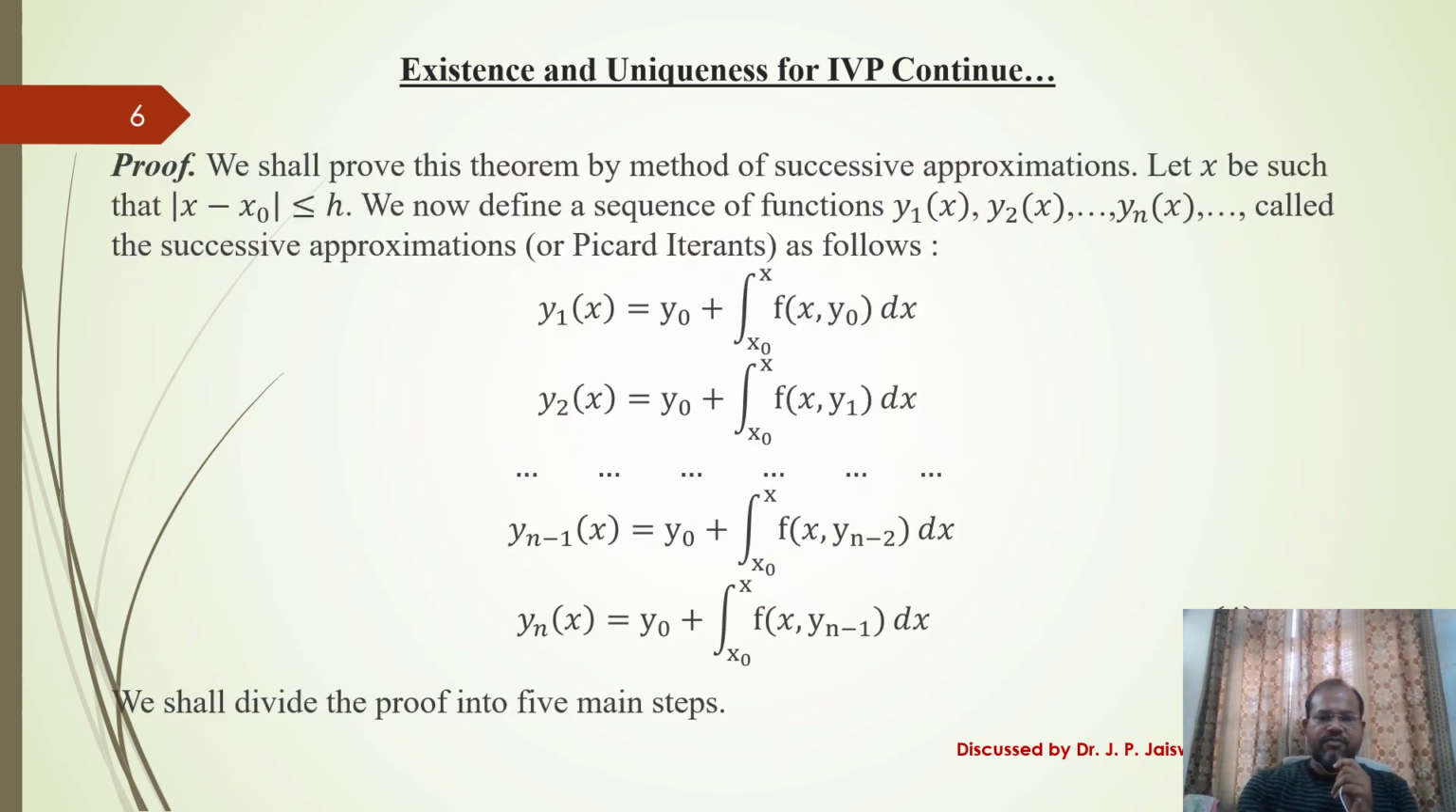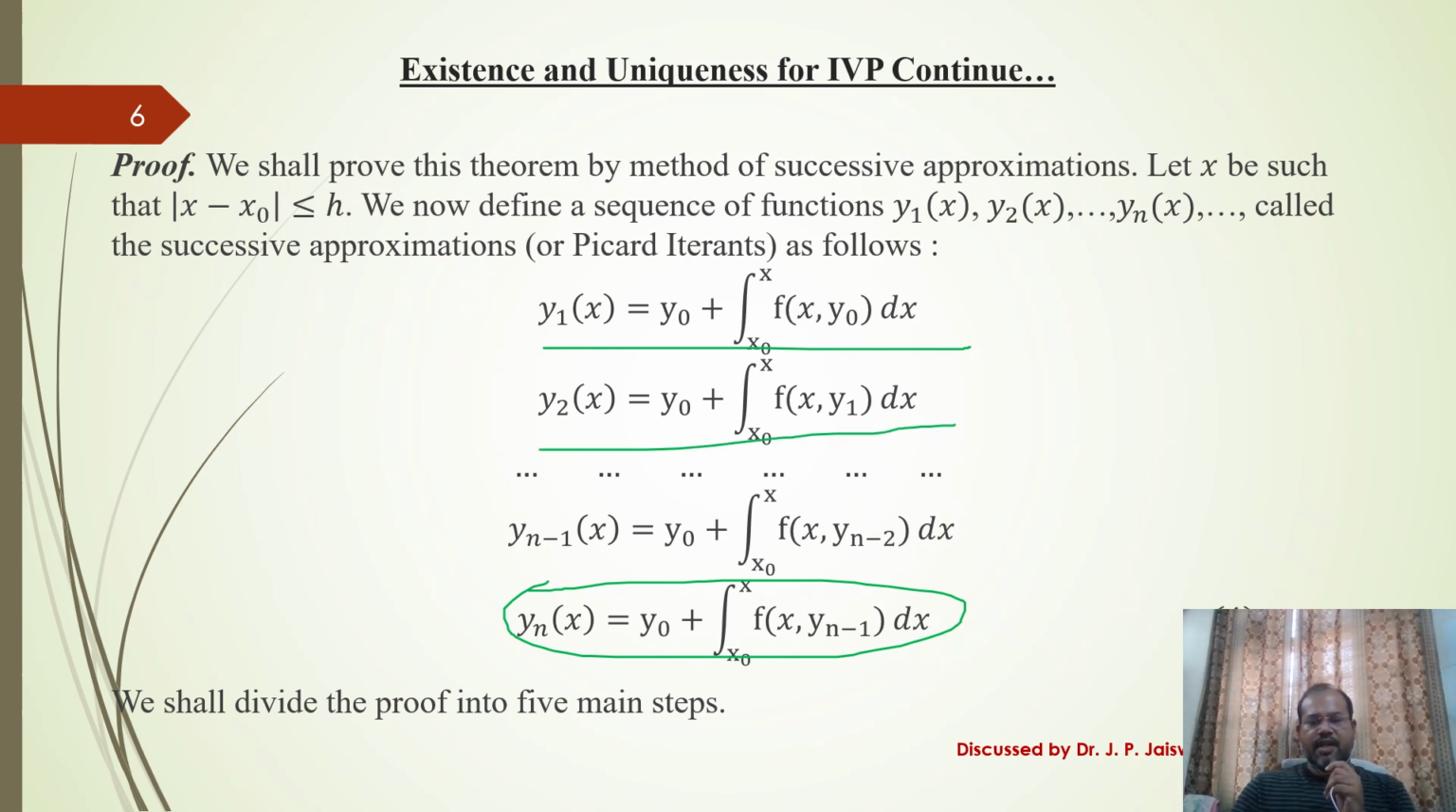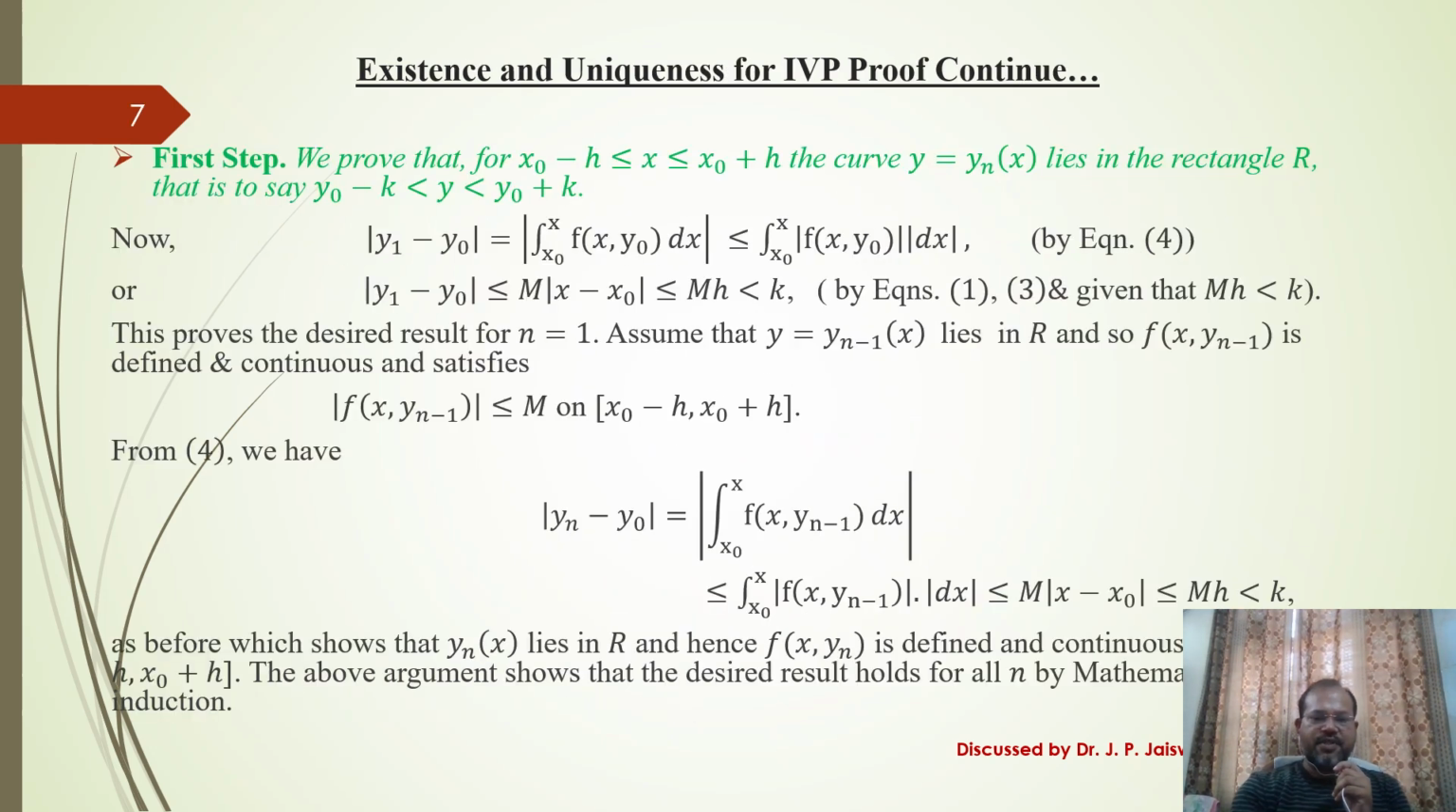Come to the proof. Here we use the Picard iteration concept to prove the theorem. We know the Picard iteration formula is that yn(x) is equal to y0 plus the integral from x0 to x of f(x, yn-1) dx. If we put n equal to 1, we get the first, n equal to 2, we get the second. So basically, in place of directly finding the exact solution, we are generating a sequence of approximations y1(x), y2(x), and so on, and later we will see this sequence converges to the exact solution. Its proof is divided into 5 parts.